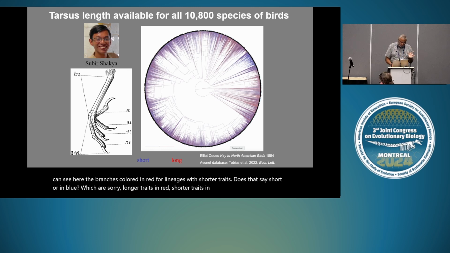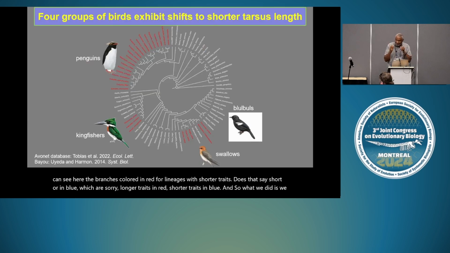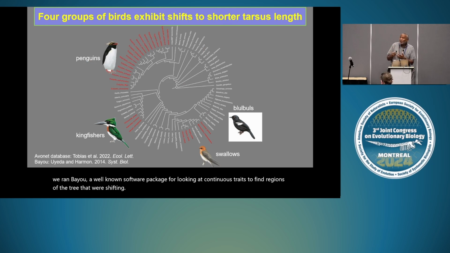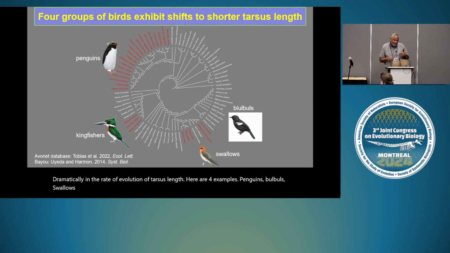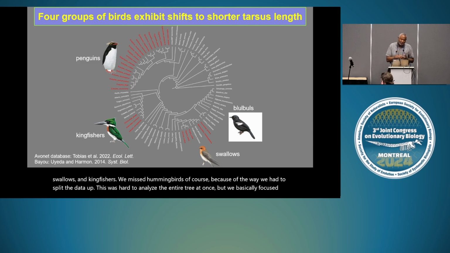And so what we did is we ran Bayou, a well-known software package for looking at continuous traits, to find regions of the tree that were shifting dramatically in the rate of evolution of tarsus length. Here are 4 examples: penguins, bulbuls, swallows, and kingfishers. We missed hummingbirds, of course, because of the way we had to split the data up. This was hard to analyze the entire tree at once. But we basically focused on shortening of tarsus because it occurred more times in our analysis than did lengthening.